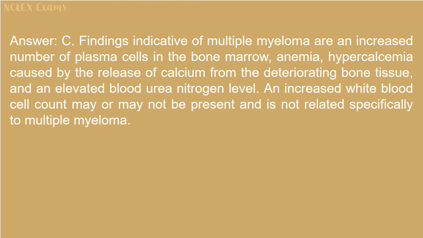Answer C. Findings indicative of multiple myeloma are an increased number of plasma cells in the bone marrow, anemia, hypercalcemia caused by the release of calcium from the deteriorating bone tissue, and an elevated blood urea nitrogen level. An increased white blood cell count may or may not be present and is not related specifically to multiple myeloma.